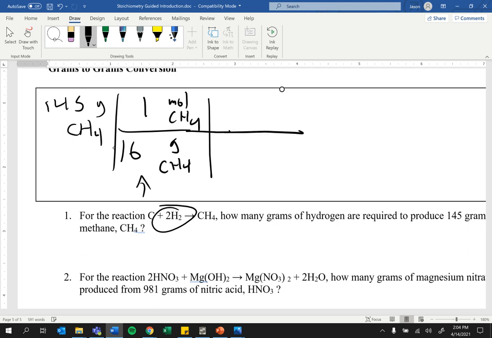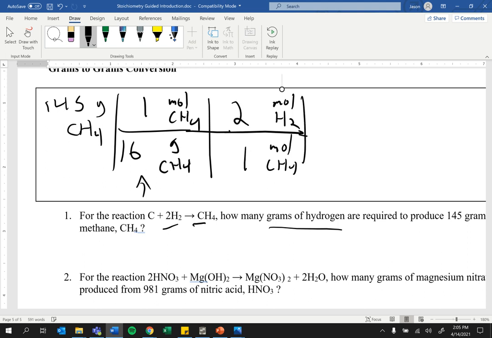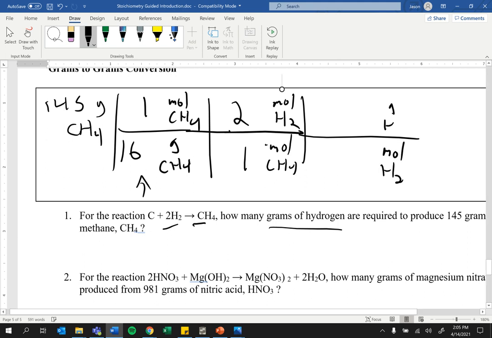I'm going to draw another bunk bed because I'm not done. I want to go all the way to grams of H2. I need to go from moles of CH4 to moles of H2. And I know based on these numbers, this is my molar ratio here. For every 1 mole of CH4, I have 2 moles of H2. I'm not done yet because I want to go to grams of H2. So I'll go from moles of H2 to grams of H2. And for every 1 mole, I know I have about 2.018 grams of H2.